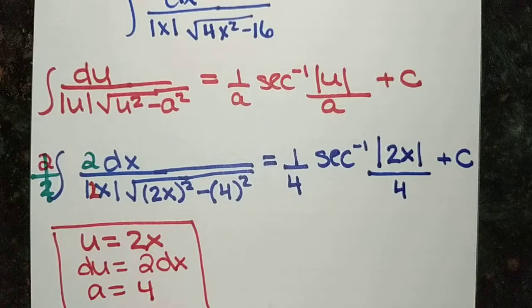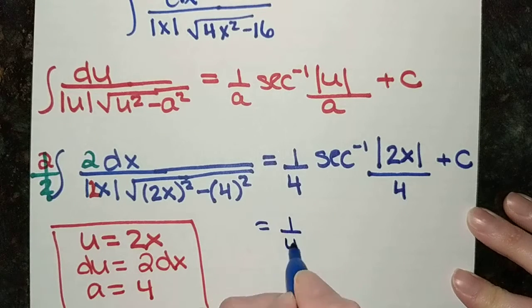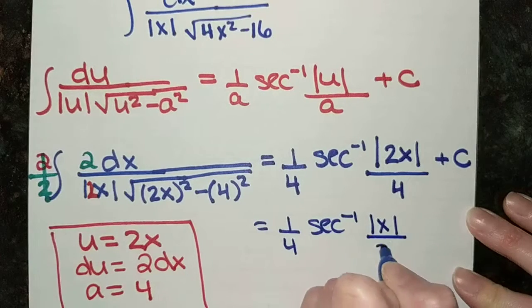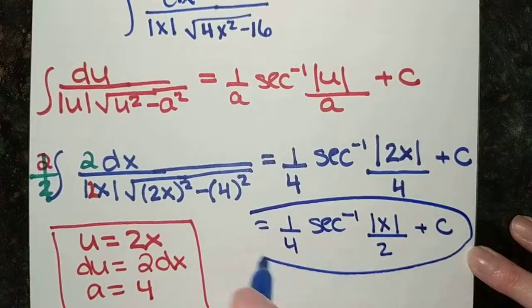Now there is a simplification potentially that you could do. The 2 and 4 would cross out to give you x over 2, so you might want to do that. So this is 1/4 secant inverse, and then absolute value of x over 2, plus c. So this is your final answer.